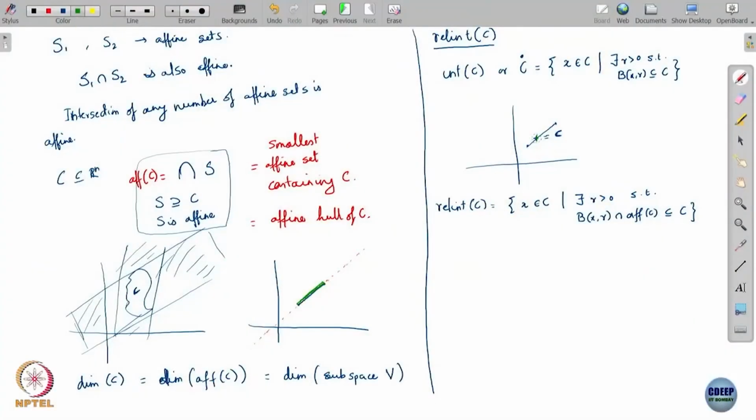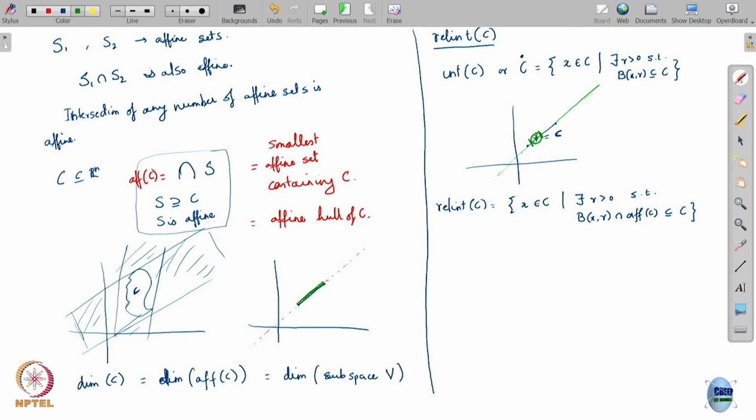Now let us look at this example. Take this point here again, and take a ball around it. What is the affine hull of C? It was this line here. I take the ball and intersect it with this line. What am I left with? A little segment. I am left with just a segment like this, and that segment does lie in C.